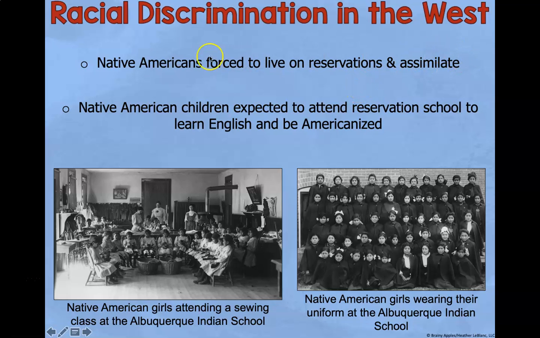They wore it short. Native American children were expected to attend reservation school, and they had to learn English, and they were to be Americanized, which means they had to learn traditional subjects that you might see. This is a home economics class. Do we have that this year? I can't remember. Anyway, a home ec class. It says Native American girls attending a sewing class at the Albuquerque Indian School. Another picture here, Native American girls wearing their uniform at the Albuquerque Indian School.